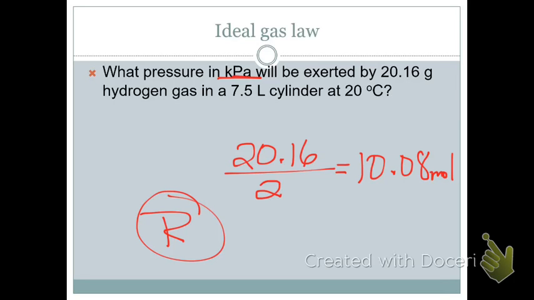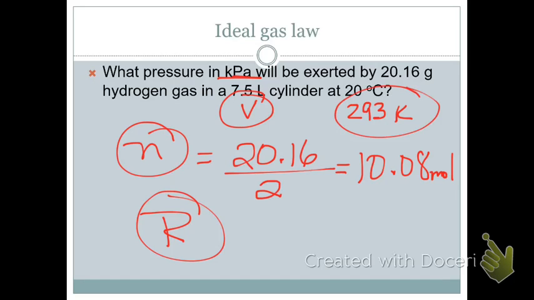So I now have my N that I need. I have my R that I need. I have my volume that I need. And I have my temperature, which is adjusted to 293 K that I need. I have everything I need to plug into the PV is equal to nRT.